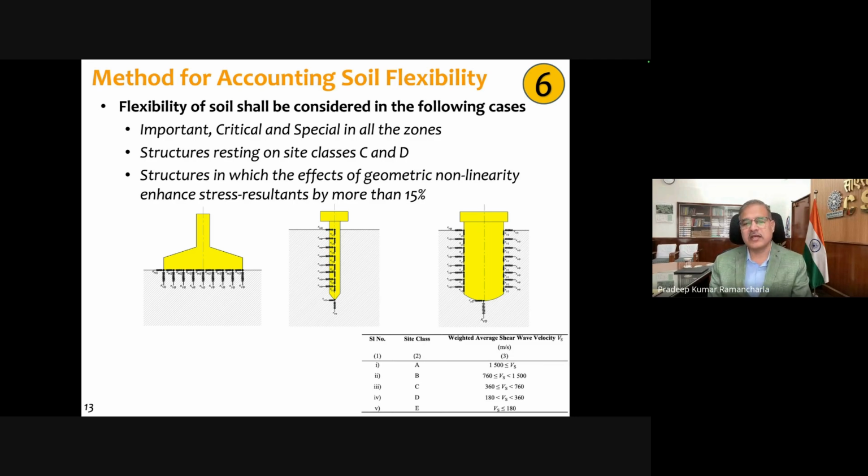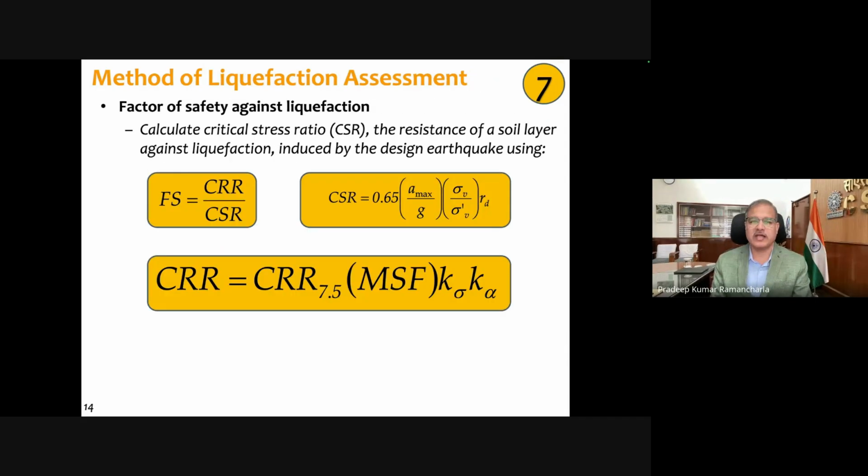So this is an independent or individual footing, or isolated footing, pile foundation and well foundation. For all these categories, we have to take the soil flexibility into consideration. Then coming to the method of liquefaction potential assessment.